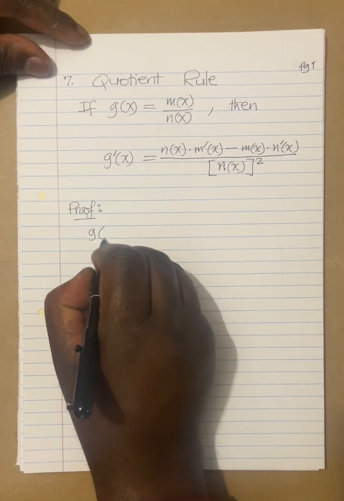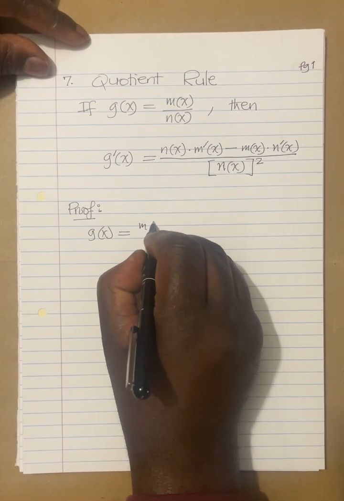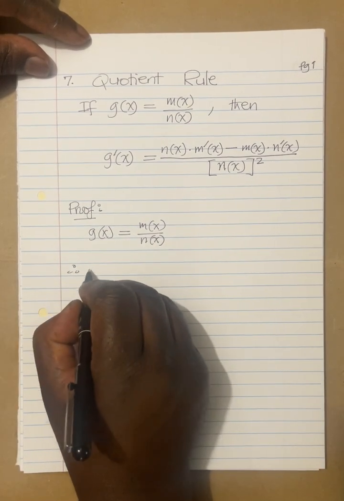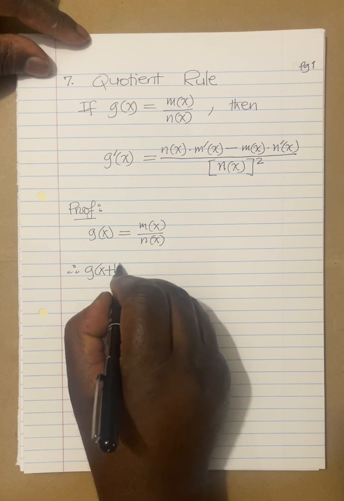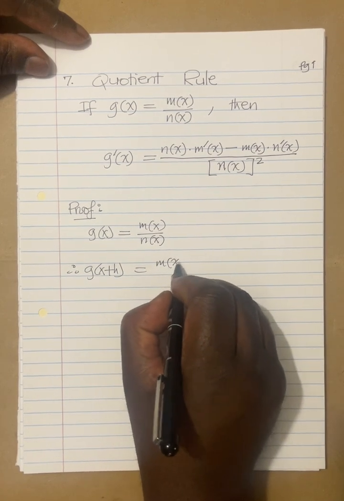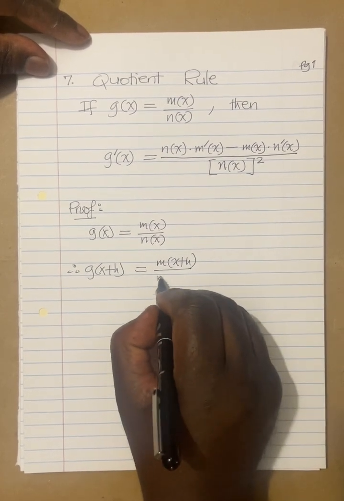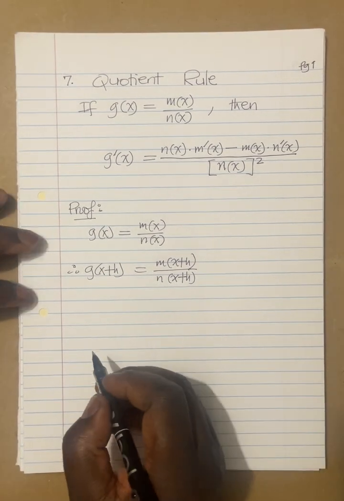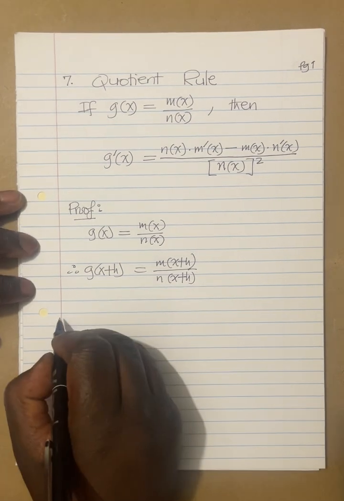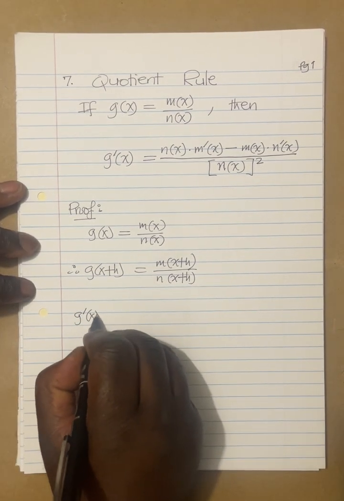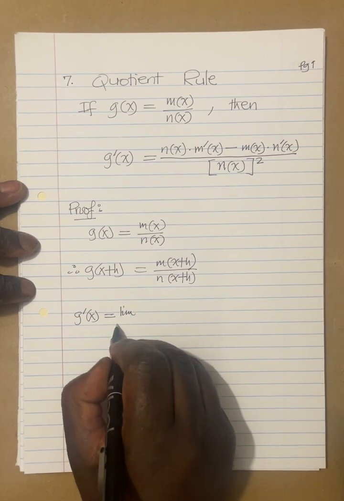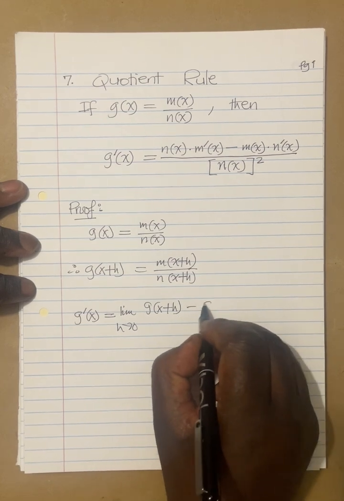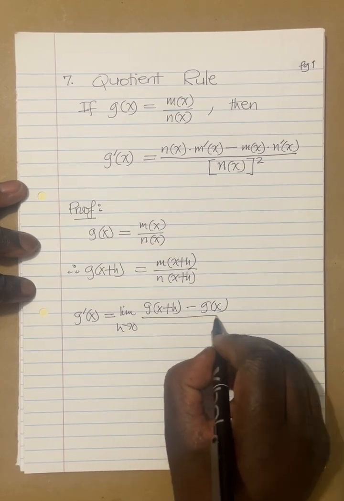We are told that g of x is the quotient m of x all over n of x. We can say therefore g of x plus h then will be equal to m of x plus h all over n of x plus h. Let's go to the definition of the derivative from first principles. We know that g prime of x is equal to limit as h approaches 0 of g of x plus h minus g of x all over h.